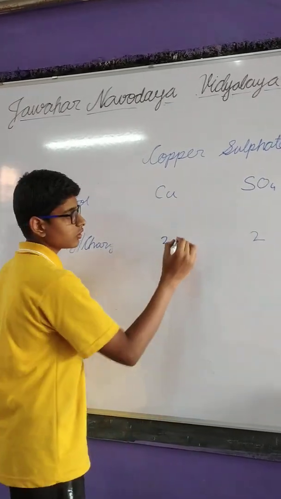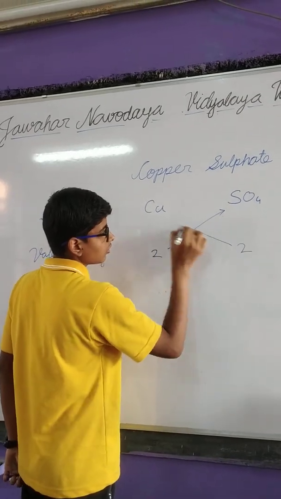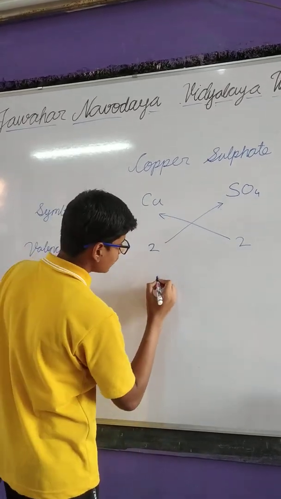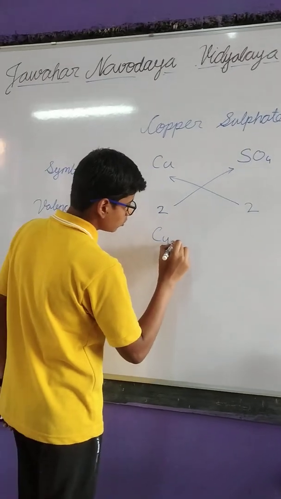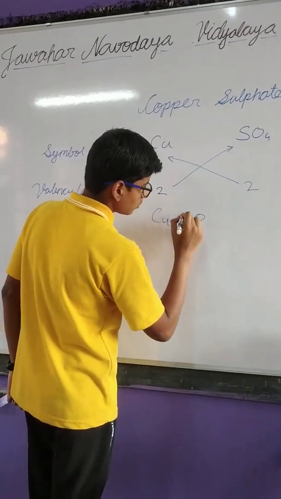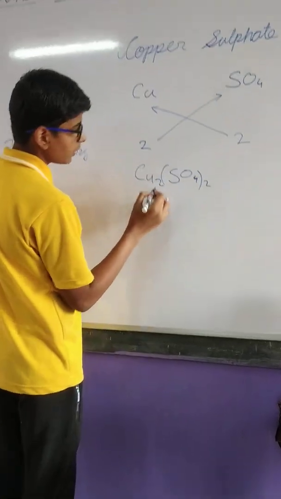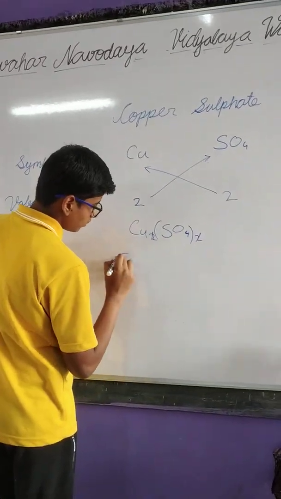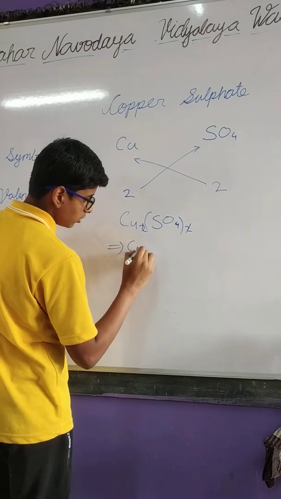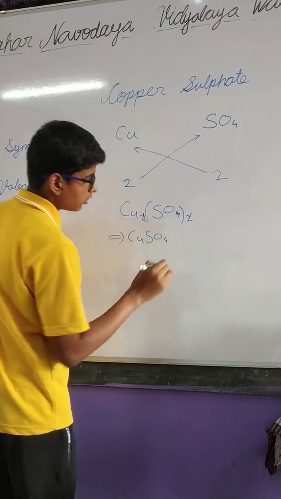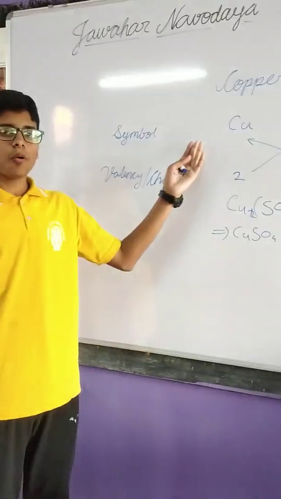Now just cross over the valencies and write the formula that we get. Here we get Cu2 and SO4 2. Just simplify by cutting 2 and write the formula CuSO4. This is how we write the chemical formula of copper sulfate.